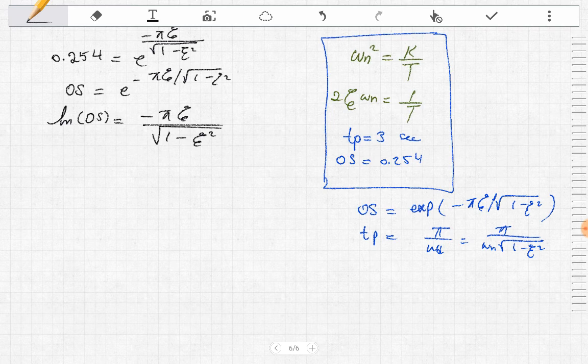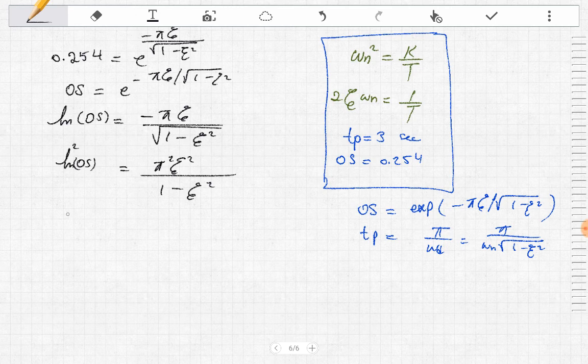Cross multiply? I'd like to get this. No, I have the square root by itself, so I can square it. Or I can square everything. Okay, let's square everything. When you square this, what do you get? ln of overshoot squared is equal to pi squared eta squared over 1 minus eta squared. Okay. Now what will you do? Now we can cross multiply, whatever you like here.